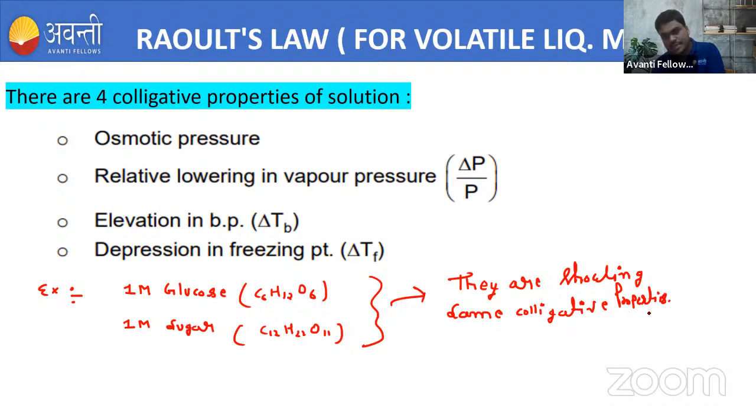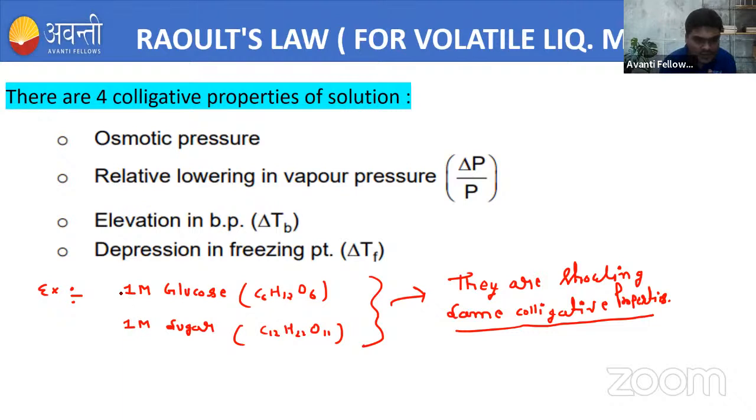What do you mean by this? They are showing the same colligative properties. And why are they showing the same colligative properties? Because colligative property depends only on the number of solute particles, and is totally independent of the nature, size, shape of the compound, which compound you are taking. It does not depend on that at any point of view. It depends only on the number of solute particles.